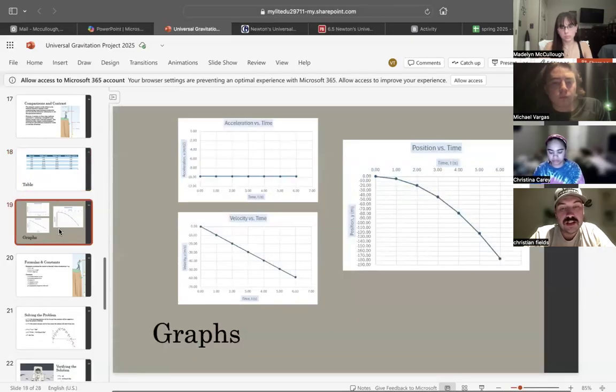5.1 graphs. Acceleration versus time, we have a constant value of 9.8 meters a second squared. Velocity versus time, we have a constant decline starting at 0 since the object started at a resting position. Position versus time, we have a curved decline starting at 0 since the initial position was considered the starting point.